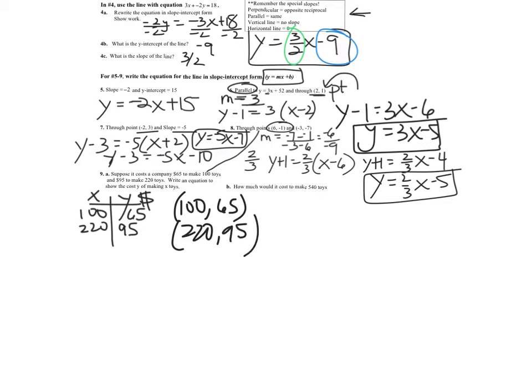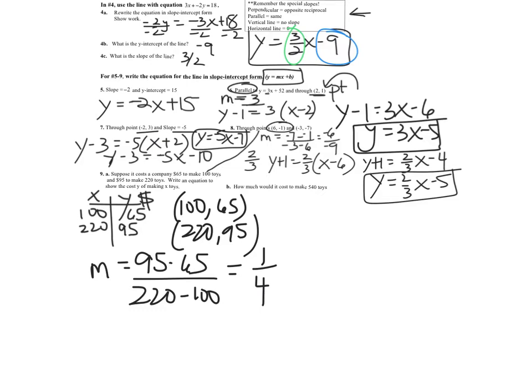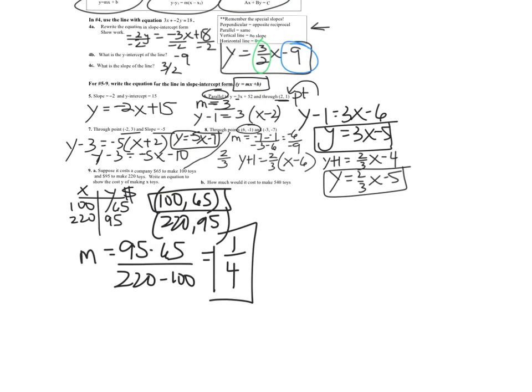So we're going to go ahead and find the slope first. Slope would be to take the difference in the y's over the difference in the x's, and you end up with 1/4 here after you do the math. Okay, then take a point. I'm going to take this point, and here's my slope, and I'm going to put this into point slope form first, sorry. So I get y minus 65 equals 1/4 x minus 100.